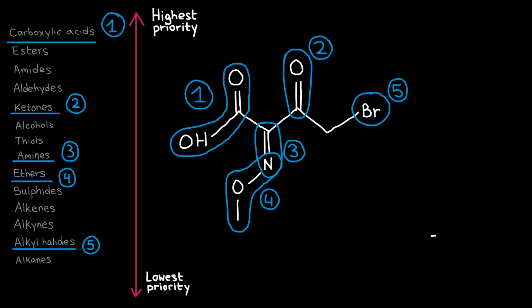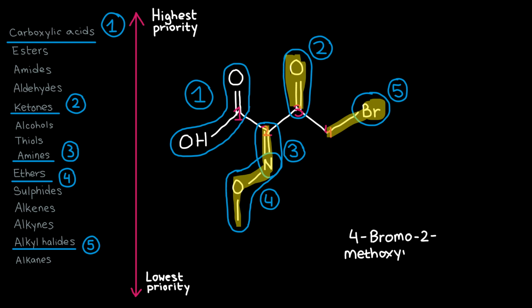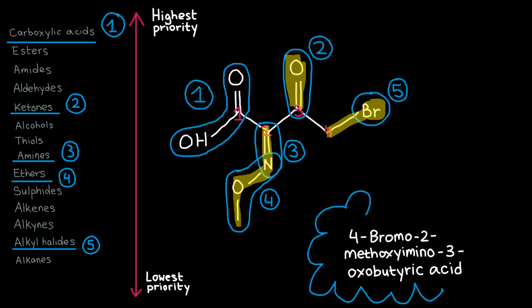So what are we going to do now? We've identified the main chain, so it's going to be a carboxylic acid. So everything that I highlight now is going to be a substituent. So we're going to look at the first carbon, second, third, and fourth. And the final name is going to be 4-bromo-2-methoxyamino-3-oxybutyric acid.